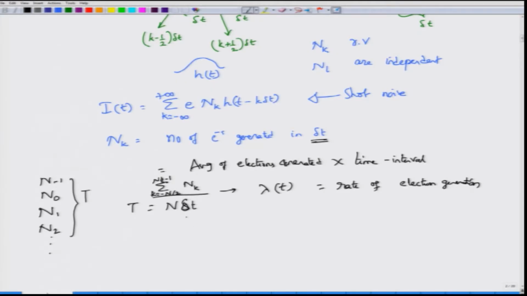So, Nk can be written as the rate, which is lambda. Of course, this is a non-uniform thing, that is, lambda is actually a function of time, it is not a constant generation of electrons. So, this has to be evaluated at the kth interval. What is the value of the rate at the kth interval, multiply this by delta t, which is the width of the kth interval. This will give you the number of electrons that are generated in the kth time. But what exactly is the rate of electron generation?